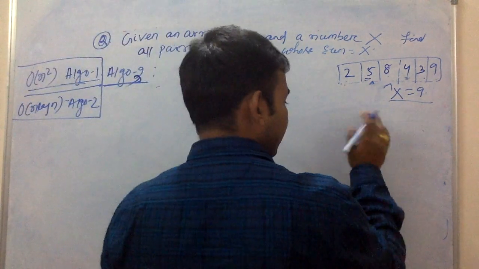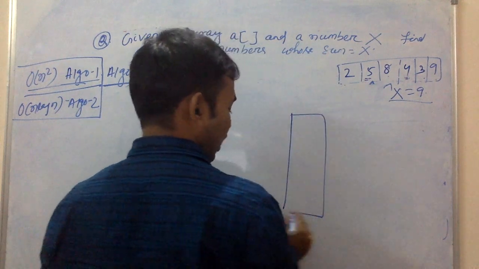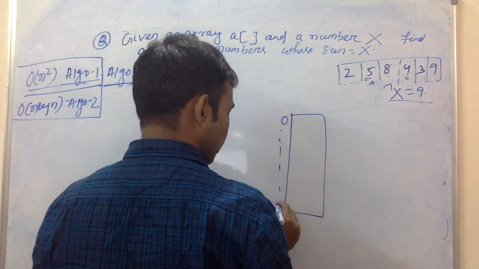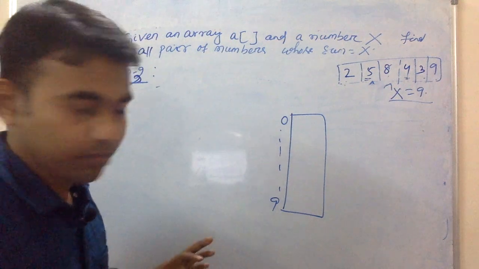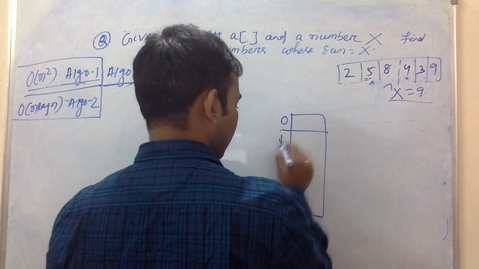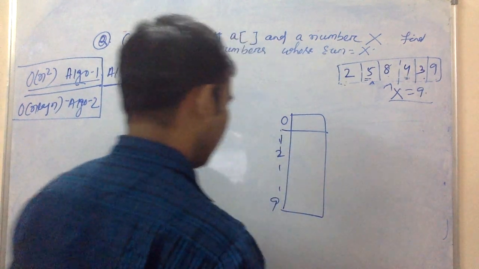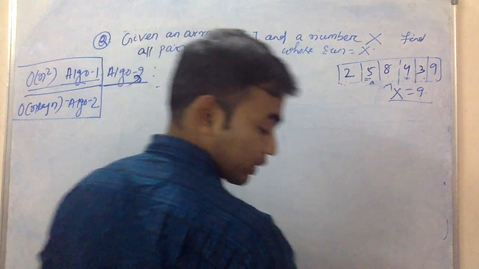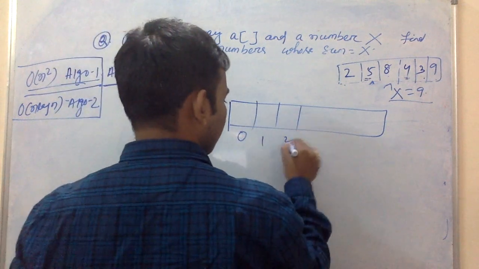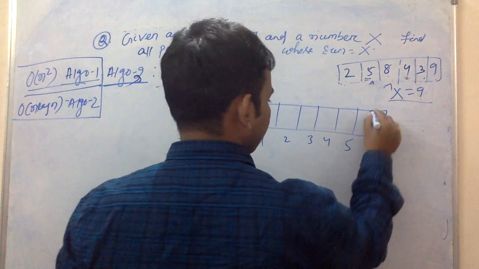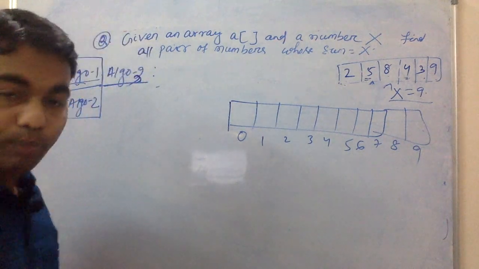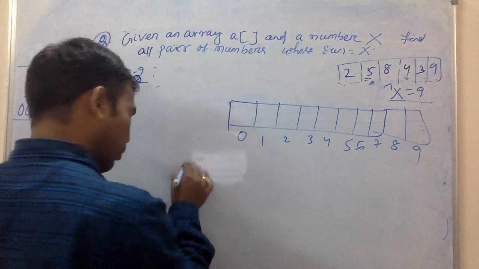If I just take a map, suppose I am taking a map, I am giving an example, just think about this. I will take it from 0 to suppose 9. Let me write it down properly so that you will get clarity. So suppose this is 0 1 2 3 4 5 6 7 8 9. Suppose 2 is coming.